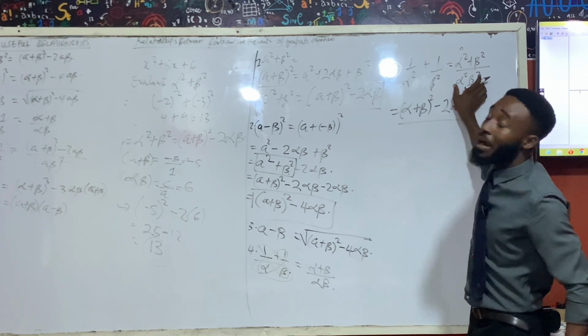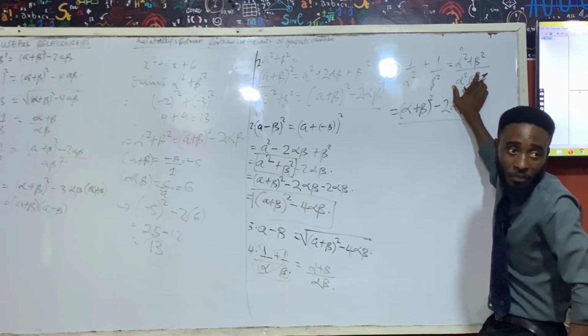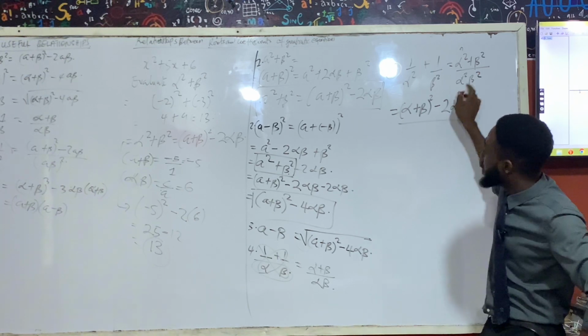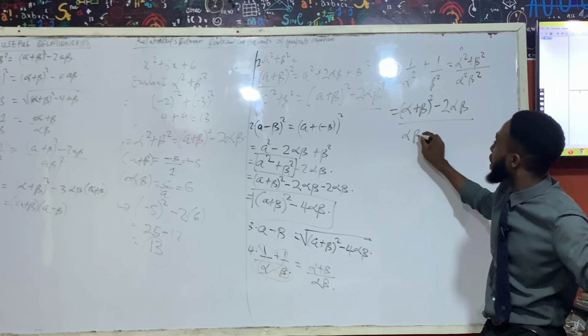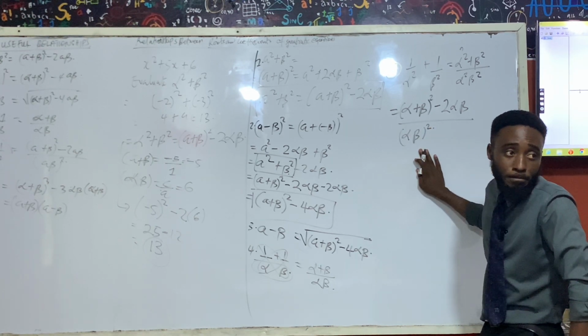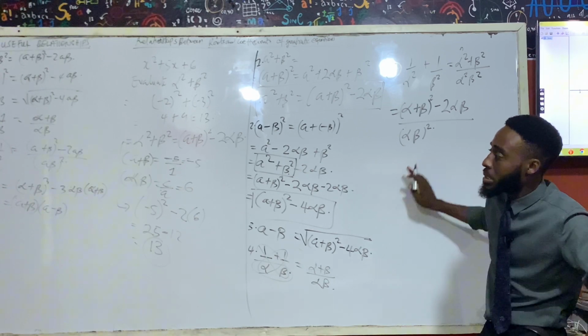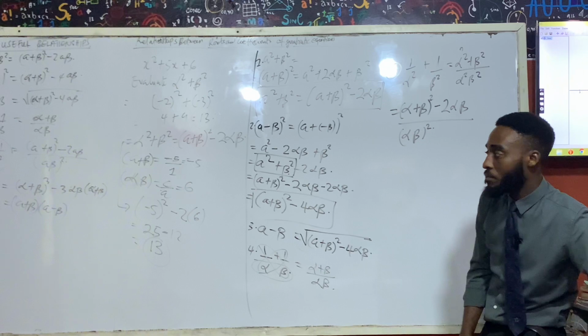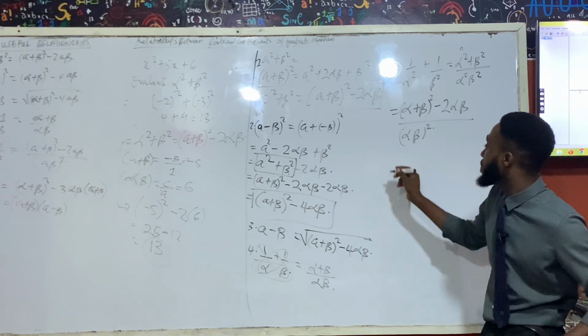All over. How can I represent this to just be alpha plus beta and alpha beta? It becomes what? Alpha beta all squared. Is that okay? What's left? Alpha cube plus beta cube.